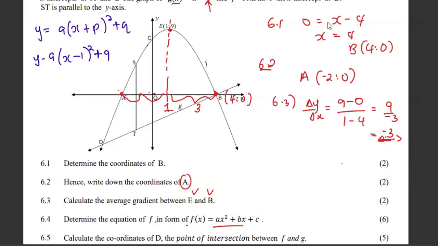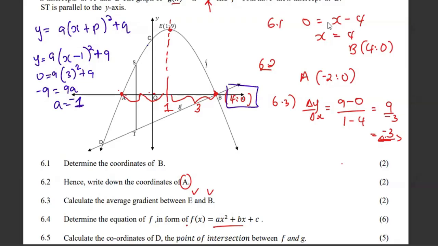And then let's get in a point, let's use 4 and 0. You can use negative 2 and 0. I'll use the 4 and 0. So it's going to be a into 4 minus 1. That's going to be 3 squared plus 9 is equal to 0. Let's move that 9 that side. So 9a is going to be negative 9, meaning that a is going to be just a negative 1.